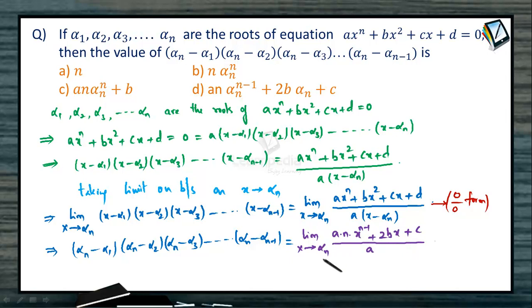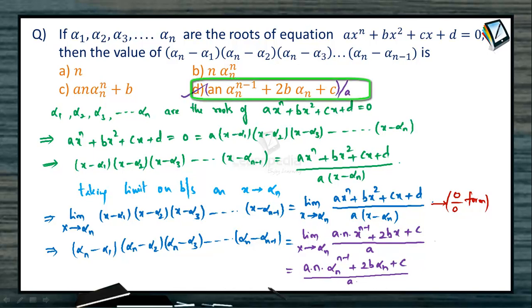Now here can we replace x equal to alpha n? Yes, this is a directly substitutable value. Then how much is the value you get? (a into n times alpha n^(n-1) + 2b times alpha n + c) by a, right? The last option should have by a, and the option satisfied is D.